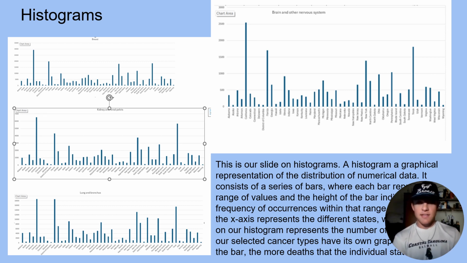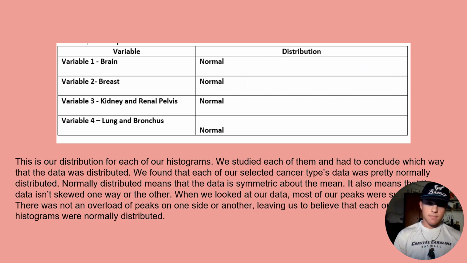So for our x-axis, we have each of the 50 states listed, and then the y-axis on our histogram represents how many deaths that state had, and then each graph is its own type of cancer. Like on the left side of the top, we have the breast cancer, and then kidney cancer, and then lung cancer, and then the far right graph is brain cancer. So this was kind of our depiction of each one of these graphs.